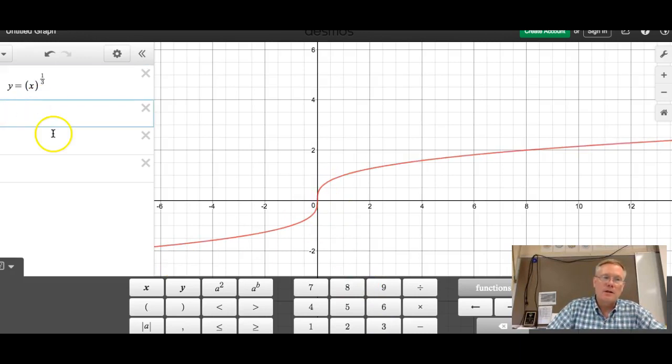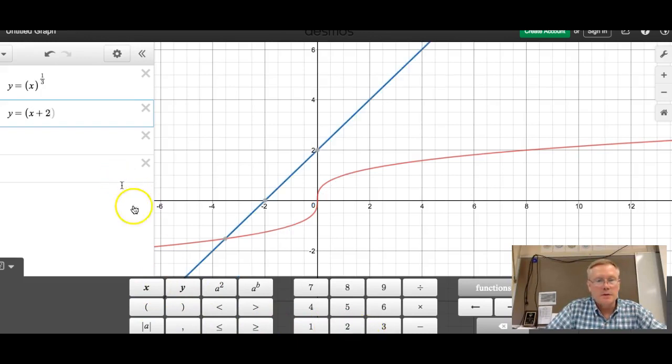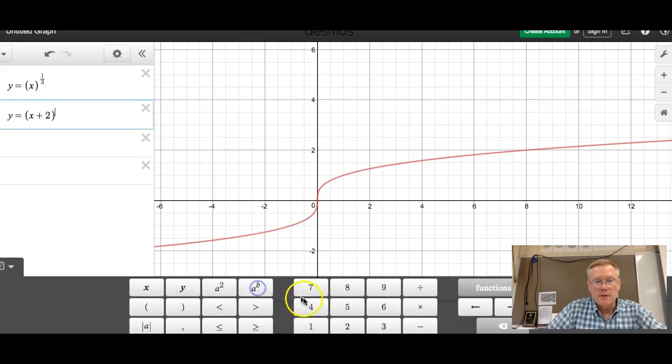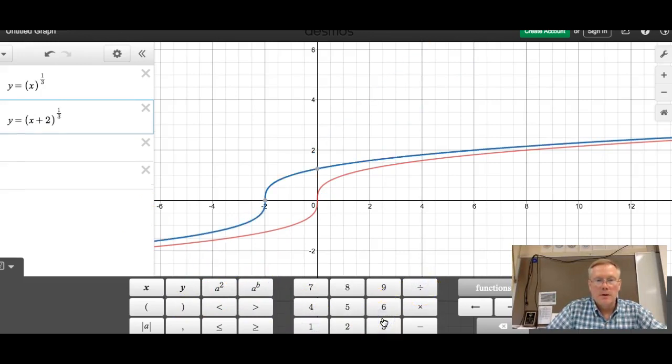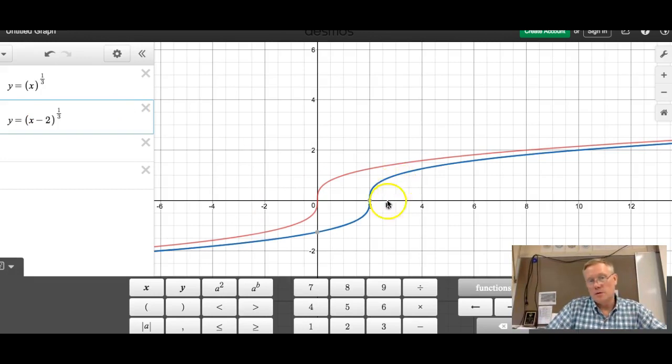Okay, so that would be the parent function. If I took y equals (x plus 2) inside the parentheses, and then take it to the 1/3 power, you can see it took that curve and it just moved it 2 units to the left. Okay, if it was plus 2. If I change that plus 2 to a minus 2, it moves it 2 units to the right. You can see the blue one went from the left to the right.